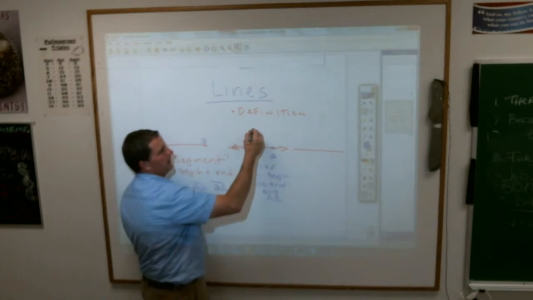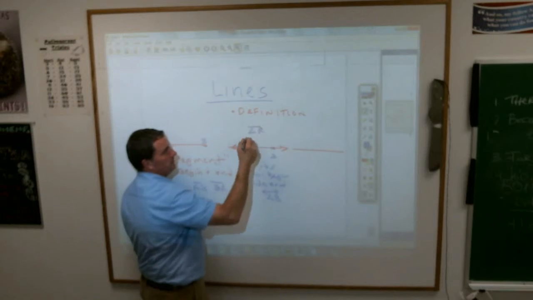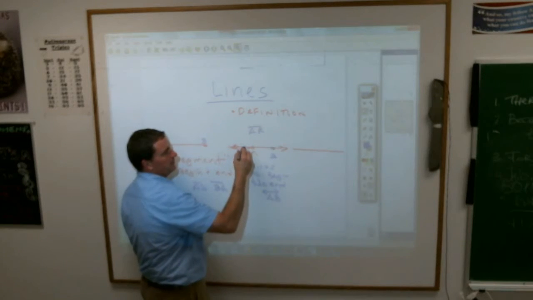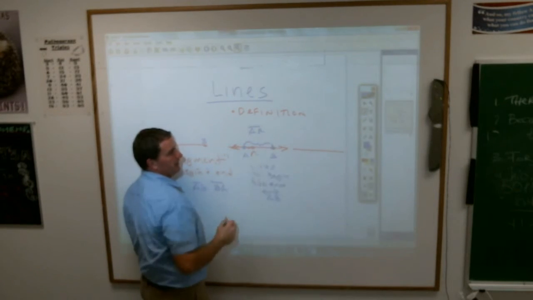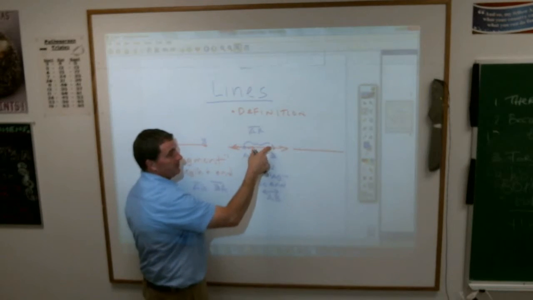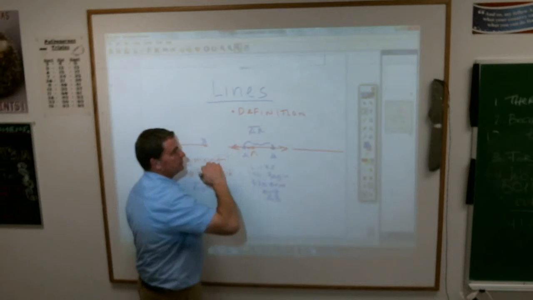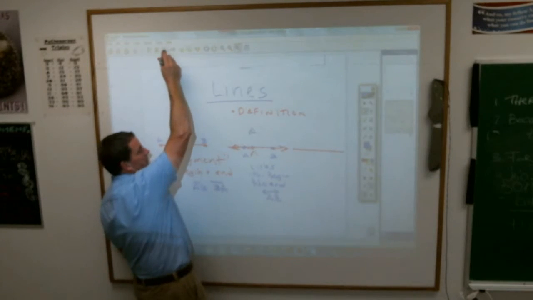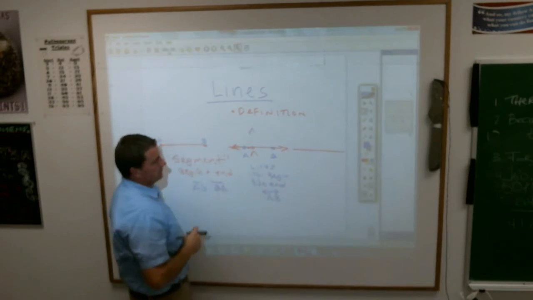Now, could I say segment AB here? Sure, but that would tell somebody I'm only talking about this part of that line. So you could call this line segment, but then you're only talking about this, and you're not talking about the rest of the line that goes out forever there. So you're excited about that.